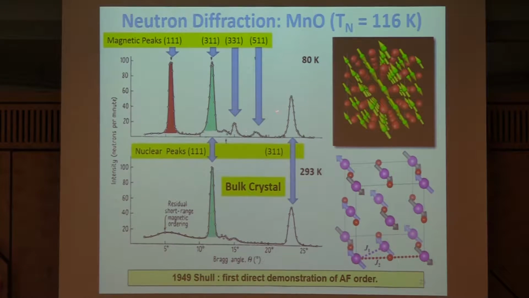And then you go down through the Néel temperature and new peaks appear here. Because suddenly you've got this extra periodicity in the structure. If the antiferromagnetic ordering was one spin up in one unit cell, the other spin down in the next unit cell, then effectively you've got twice the periodicity. Here's an example where the structurally forbidden 111 peak is absent in the paramagnetic state and strongly present in the antiferromagnetic state.